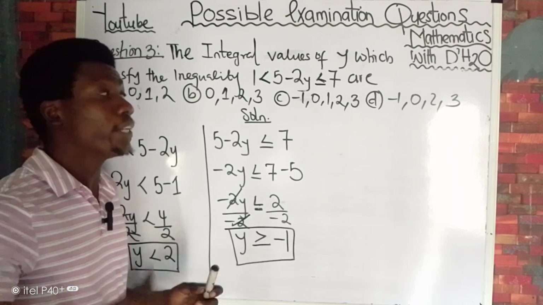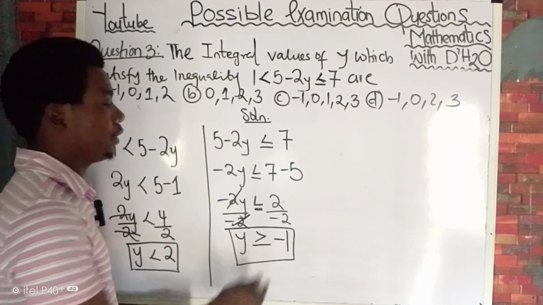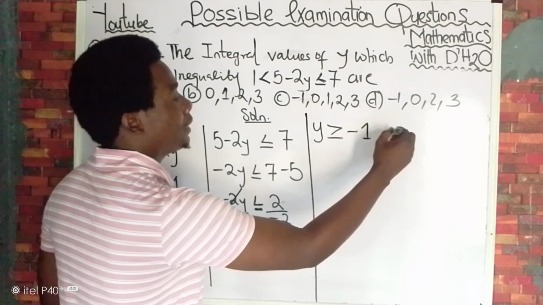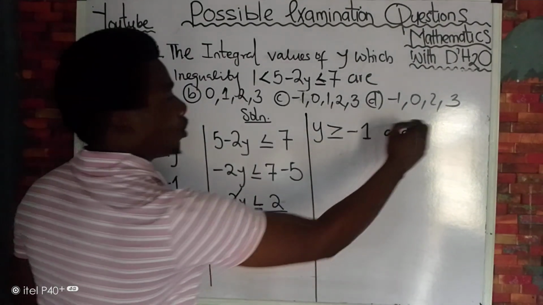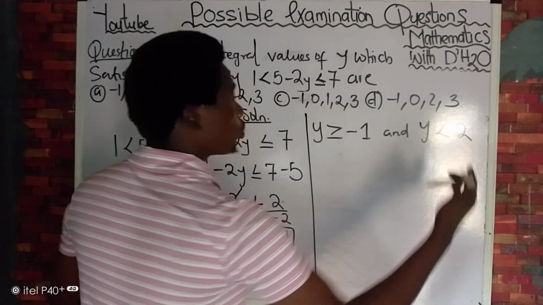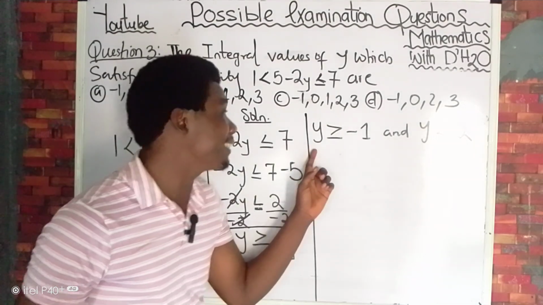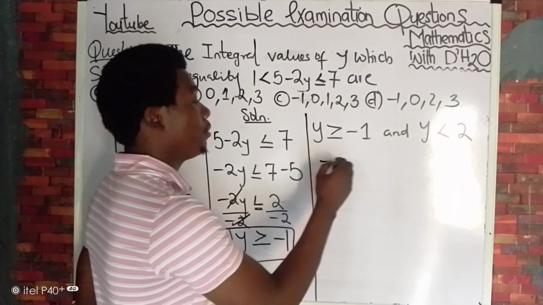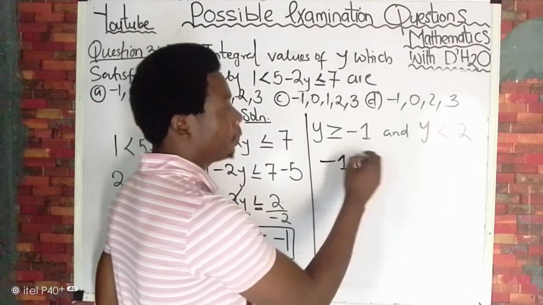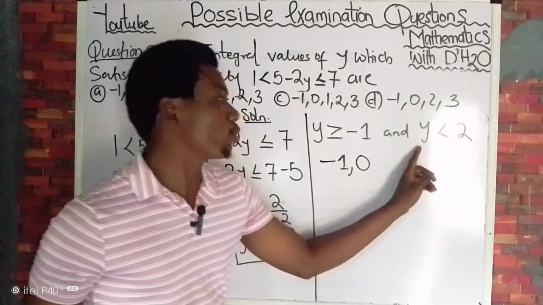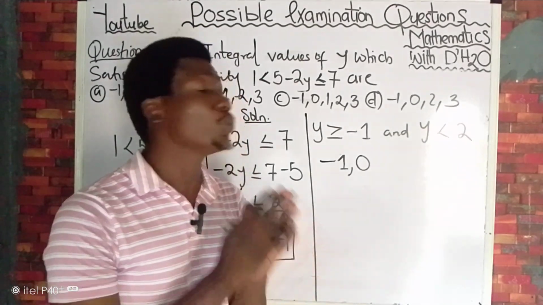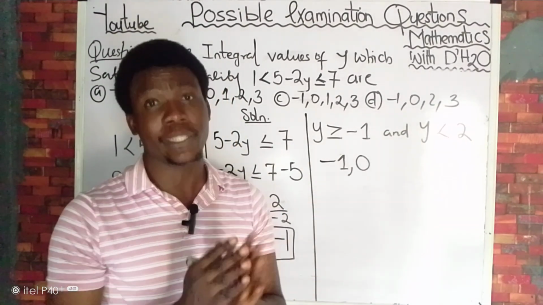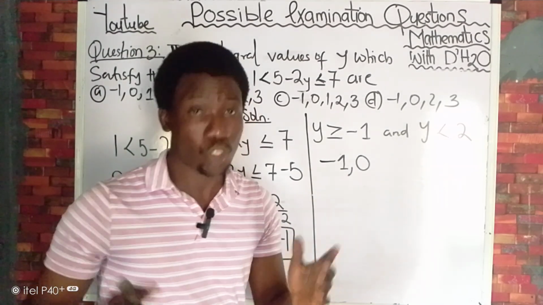According to the question, we should look for the range of values that satisfy the inequality. Very easy. The first one says y is greater than or equal to minus 1, and the other one says that y is less than 2. If y is greater than or equal to -1, it means you start counting from -1. So you have -1, 0. Then in this other place, we are told that y is less than 2, so that means we should not get to 2. If y was less than or equal to 2, we would have continued counting until we get to 2. So the answer is -1 and 0.